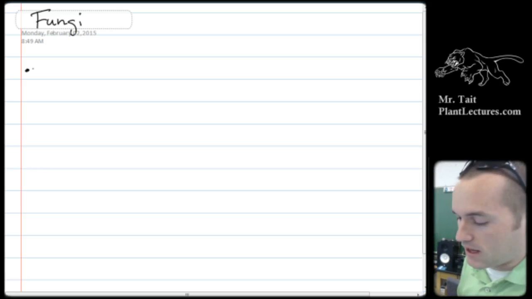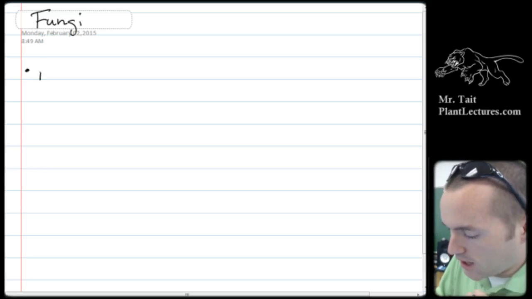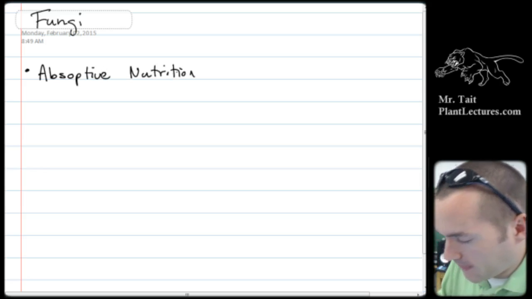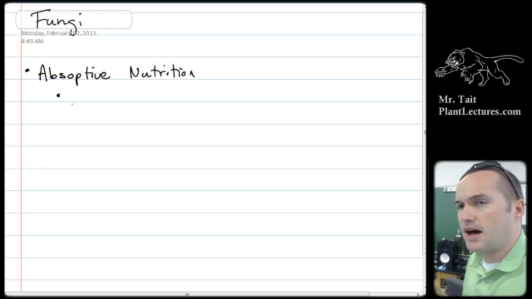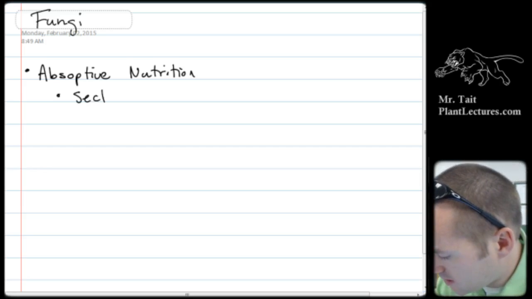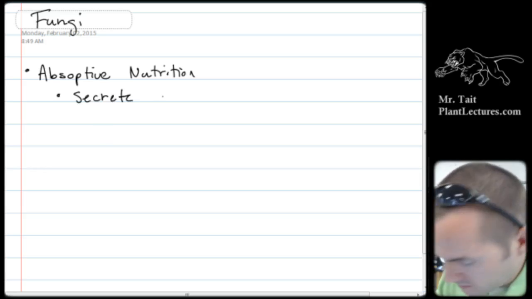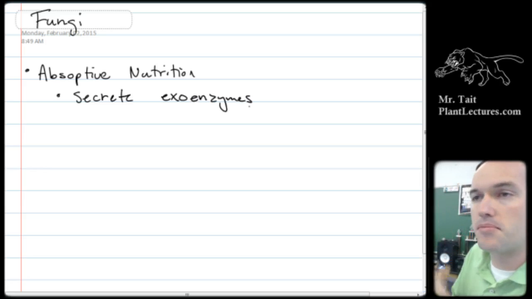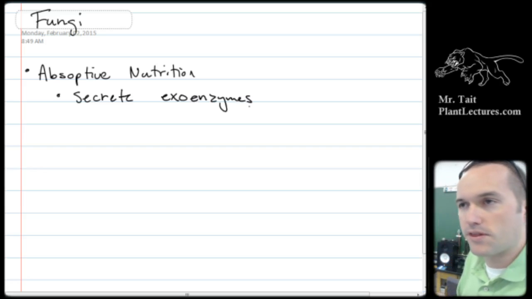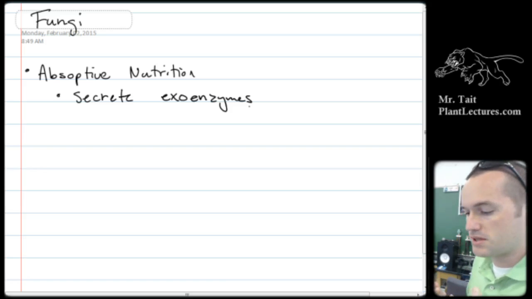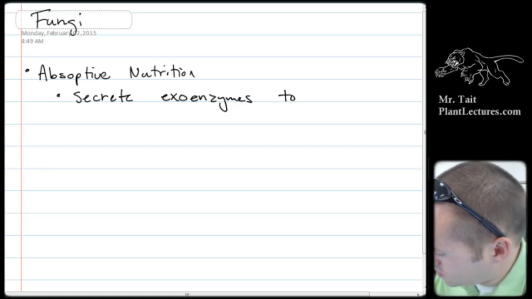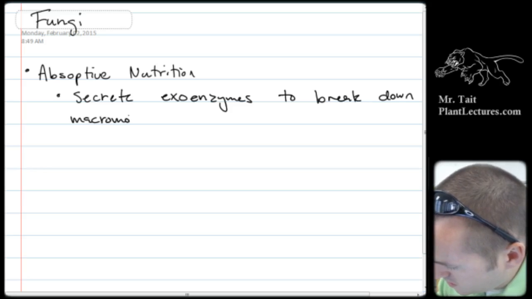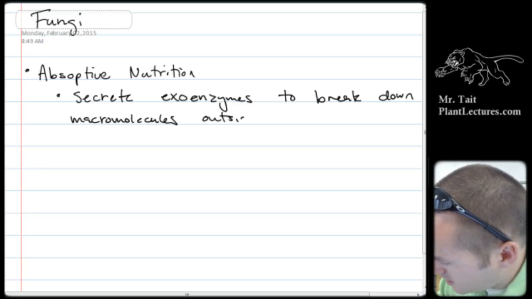In order to be classified as fungi, you've got to have three things. First of all, you've got to have absorptive nutrition. What that means is that fungi are going to secrete these things called exoenzymes. And those exoenzymes are going to break down the macromolecules that are on the outside of the fungus, and then the fungus will absorb the nutrients. So, secrete exoenzymes to break down macromolecules outside of the fungus.